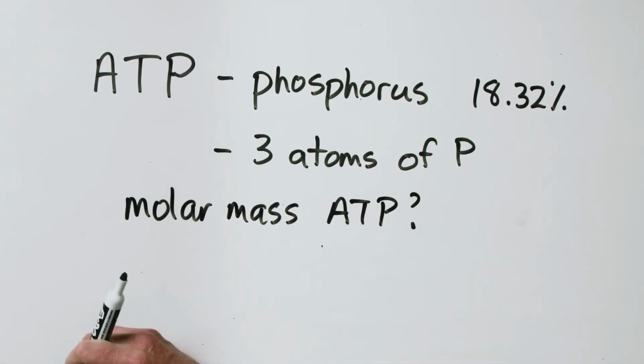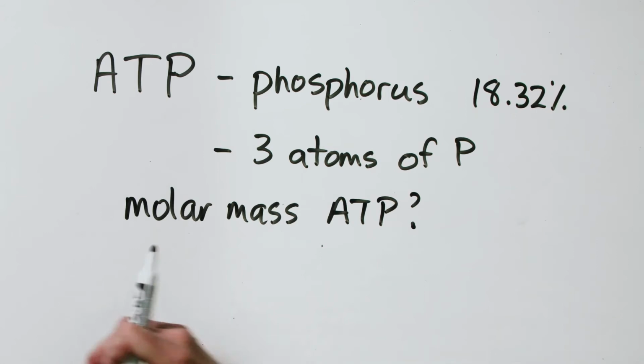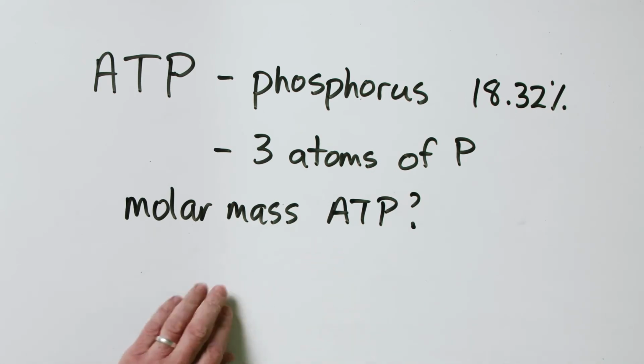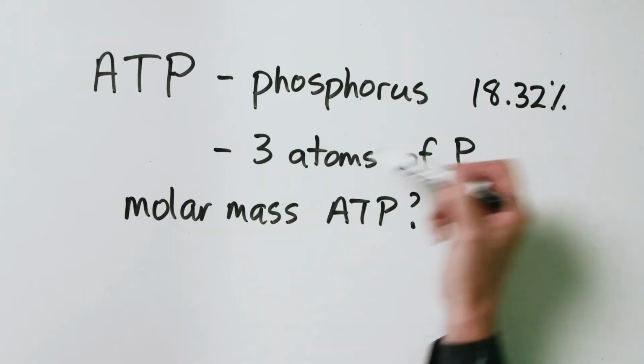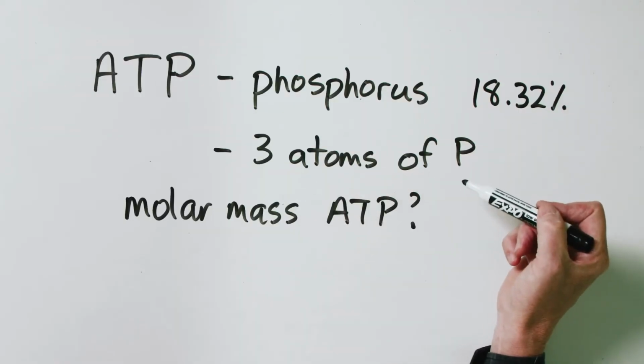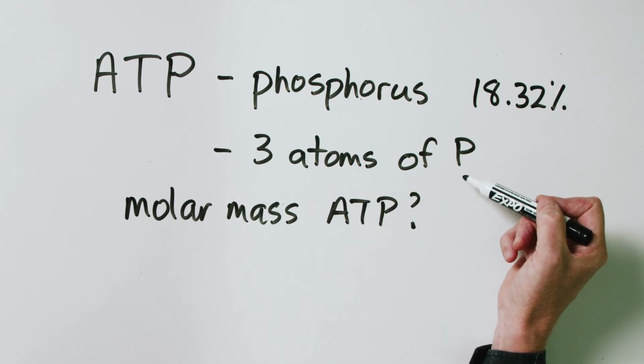Okay, so a slightly curly question here. How do we go about this? We look at the data that we're given. And really, in this case, we haven't been given a heck of a lot of data. The only thing we've been given is the fact that phosphorus comprises 18.32% of the entire mass of an ATP molecule. And we're also told that every ATP molecule contains 3 atoms of phosphorus. So how do we use these data to calculate what the molar mass of ATP is?